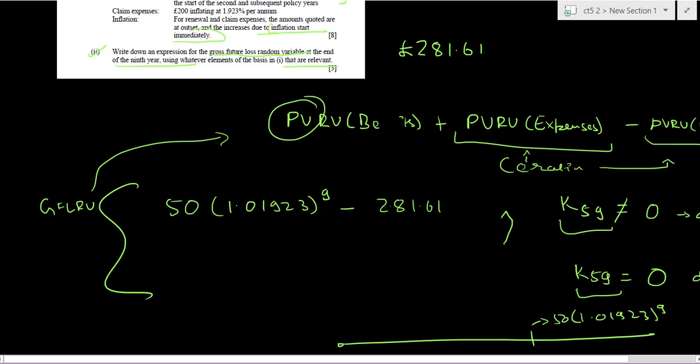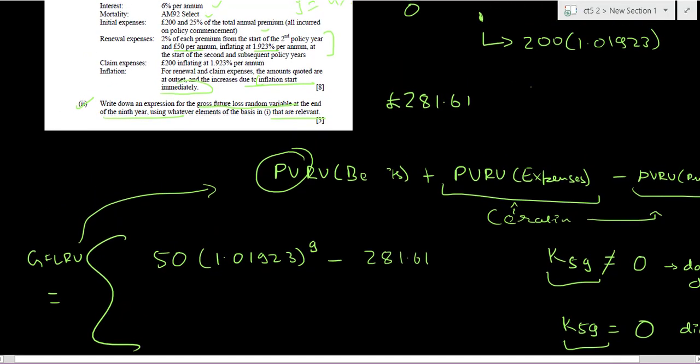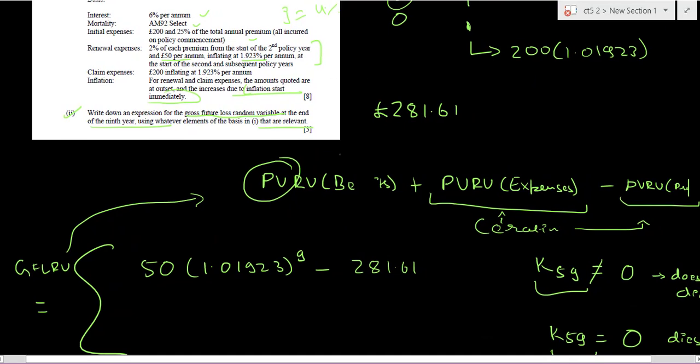So this is my expression for the gross future loss random variable, my expression for loss if he does not die. But if he dies, then what happens? Your value for the expenses and the premiums remains the same, right? Oh, there was actually a renewal expense as well, that was 2% of each premium. So you need to add that renewal expense here as well.